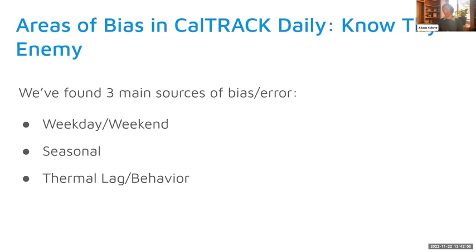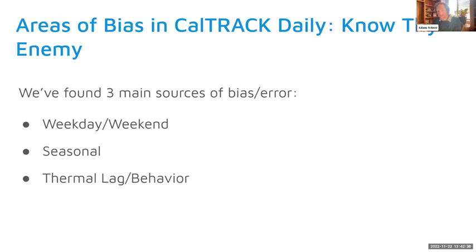CalTrack daily model? So there's 3 of them, and there may be more, but these are the 3 that we know and understand and have tested. So there is weekday weekend bias. There is no flag in the current CalTrack daily model for specifying whether a day is a weekend day or a weekday. And obviously buildings have different energy consumption patterns oftentimes during the weekends versus the weekdays. And I'll show an example of that in a moment.